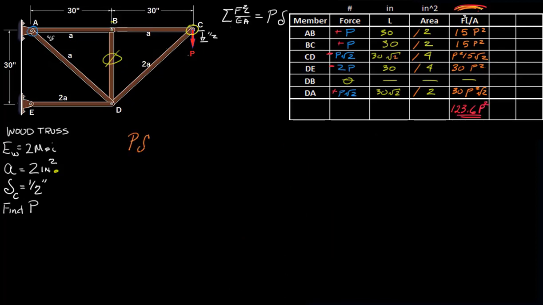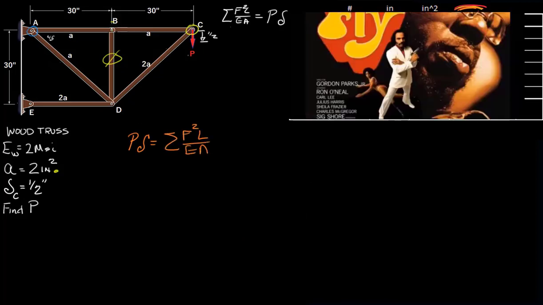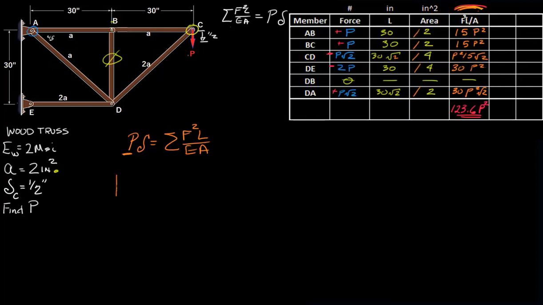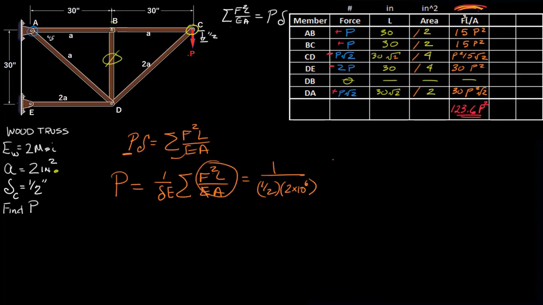So our formula says that P times the deflection will be the sum of F squared L on EA. If we want to solve this for P, it will equal 1 over the deflection times the sum of F squared L on EA. Let me bring E outside with that. So we get 1 over 1/2 of an inch. E was 2 times 10 to the 6. And our entire summation, we know it's 123.6 P squared.